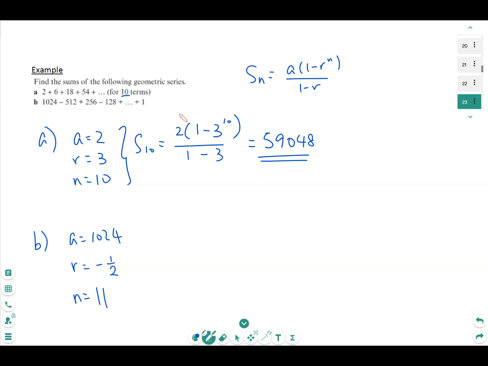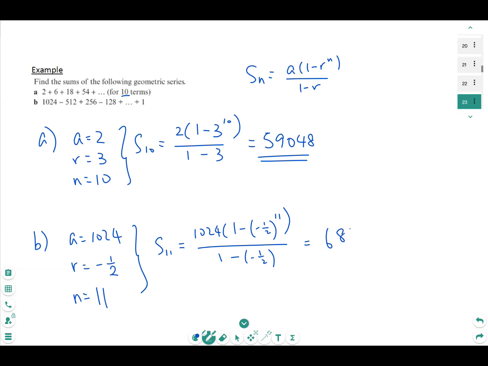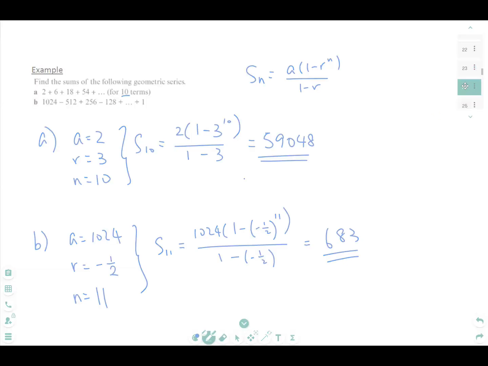So you just count it manually. You can write some notes next to it: why is it n equals 11? So S11 equals 1024 times 1 minus r to the power of n. Make sure you put a bracket around it when you have a negative r, over 1 minus r. Then you put it in the calculator, you should get 683. Simple as.